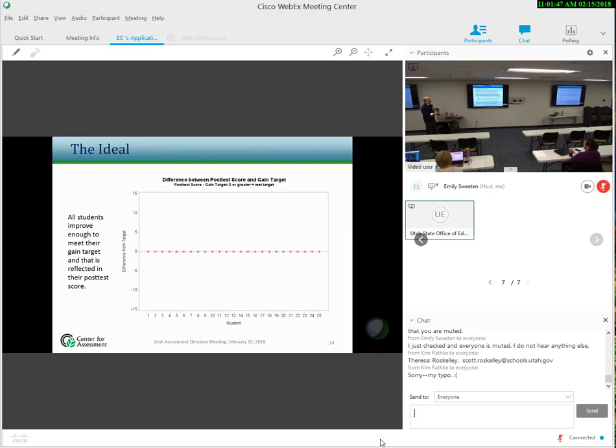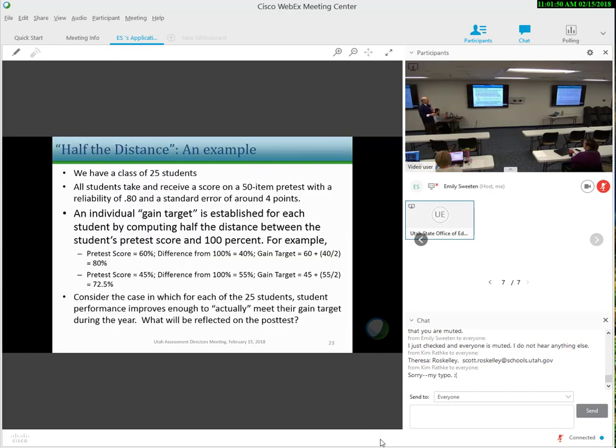This is just one interesting case showing the effect of measurement error. Let's say we established a gain target for folks, and we have a pretest score where the kid gets 60%, and the difference between 60% and 100% is 40%, and so the gain target is 80% correct. And we have a different pretest score, and we have the same approach. And so let's say we have 25 kids, and each of them just barely met their target by the skin of their teeth, but 100% of them met their target, okay?